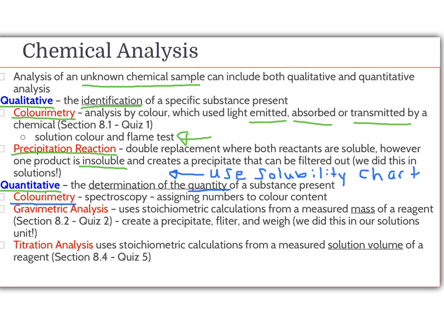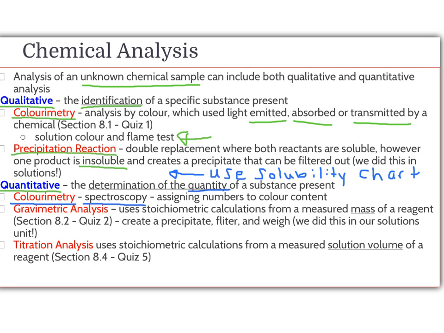Colorimetry, again, we're looking at the color, but we're assigning numbers to the color content. So we're talking about how much of that color is being emitted, absorbed, or transmitted. We're doing this through something called spectroscopy, and that means that we're using light and different instruments to determine how much of each color and which wavelengths of color are being produced.